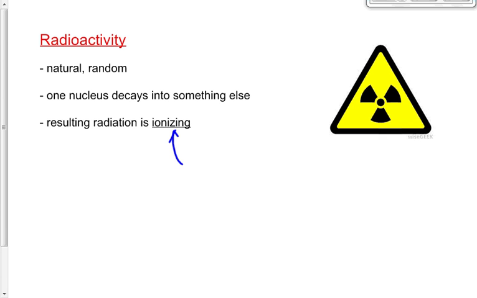Ionizing radiation is radiation that has the ability to ionize atoms, to turn atoms into ions. So what's the big deal? Well, sometimes there isn't a big deal, but sometimes there is.